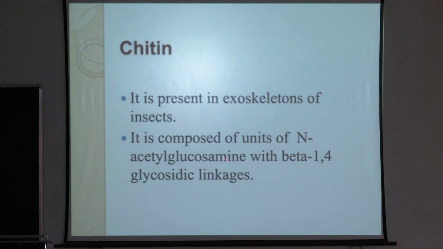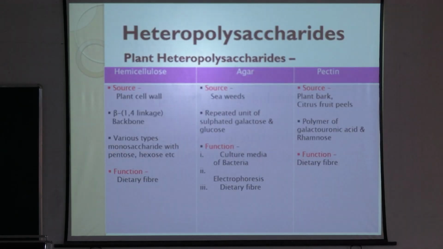C2. Here not only it is amine, it is acetylated amine, that is NHCOCH3. Okay, so the units of N-acetyl glucosamine is connected to each other by beta 1,4 glycosidic linkage, and this is found in insects. Next.